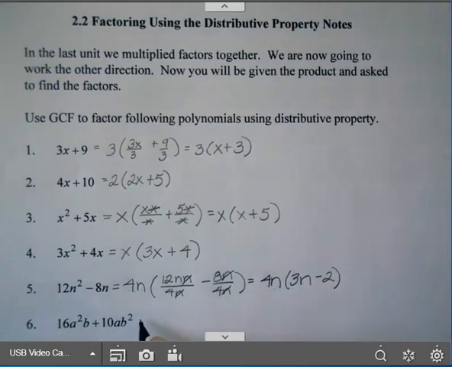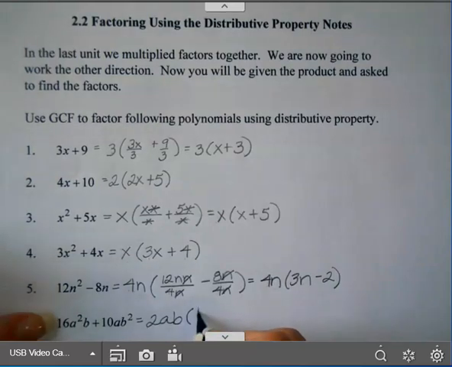On the next one, these have a number. Looks like 2 goes into both of those. This has a squared, but this only had 1 a, so it has an a in common. This has a b squared, but this only had 1 b, so they only have 1 b in common. Remember, factors are fewer, so the most that they share is 1 a and then 1 b. That is my greatest common factor now. So you're going to divide each of these by 2ab.